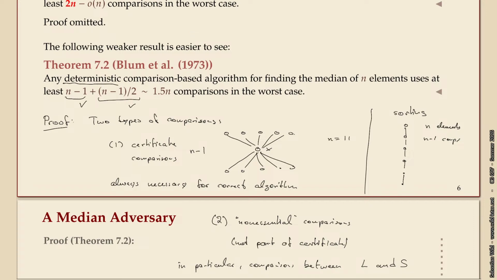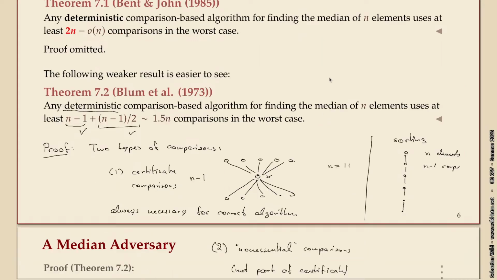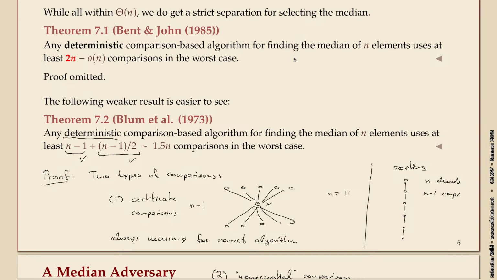Okay, before we officially move on, I wanted to briefly come back to this proof from yesterday. Specifically here, the lower bound for selection. Specifically here, this lower bound with the adversary.